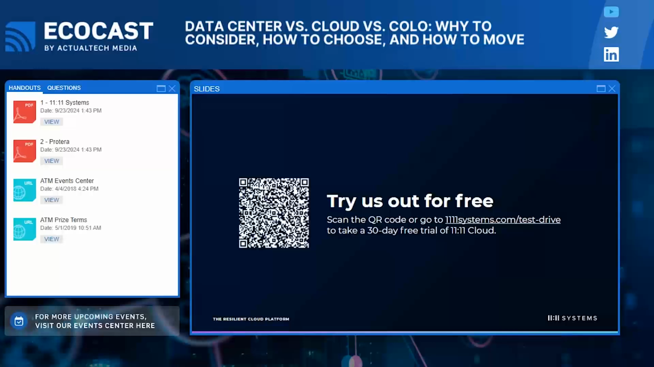So the first one I've got is from Artis. Artis is asking, what challenges have you faced when assessing your current infrastructure for scalability or modernization? Are there any specific pain points that keep emerging?